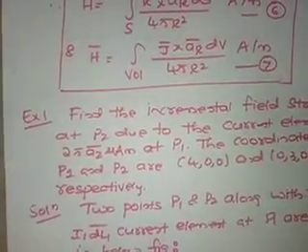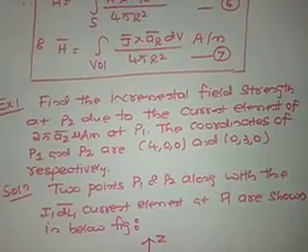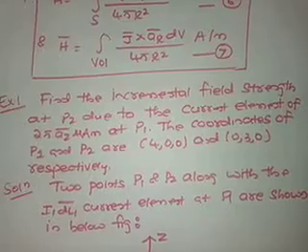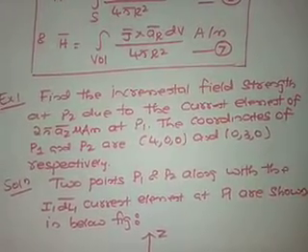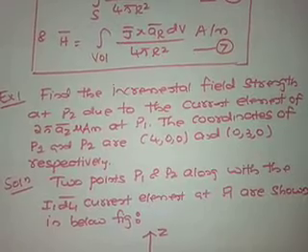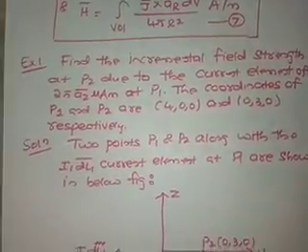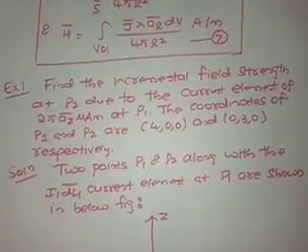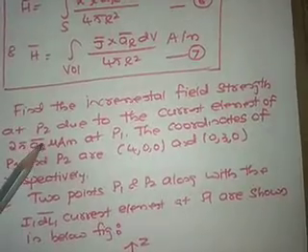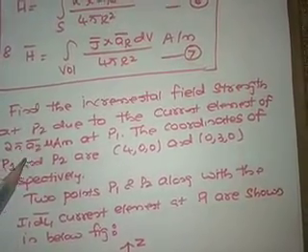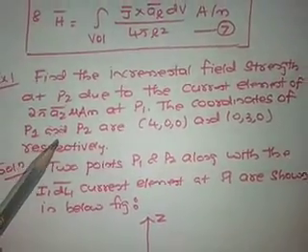Consider this example 1. Find the incremental field strength at P2 due to the current element of 2 pi Az bar microampere meter at P1. The coordinates of P1 and P2 are 4, 0, 0 and 0, 3, 0 respectively. They have given 2 points, point P1 and P2. Incremental field strength at P2 is to be found out due to the current element of 2 pi Az bar microampere meter at P1.